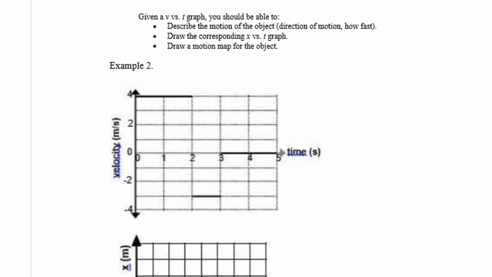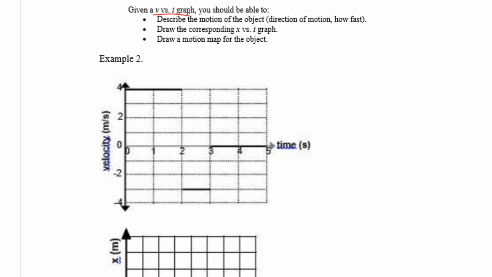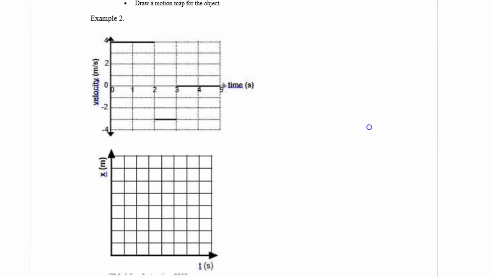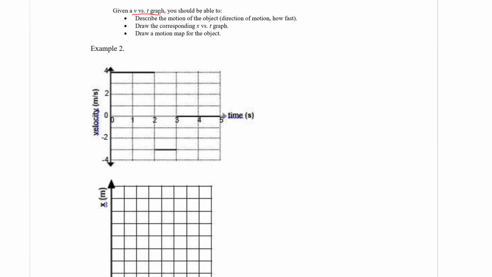Okay, for the next part, this is still the same outcome. It's still CV1. Now, if we are given a VT graph, and here's what we have, we should be able to describe the motion of the object. We should be able to draw a position versus time graph, and we should be able to draw a motion map.